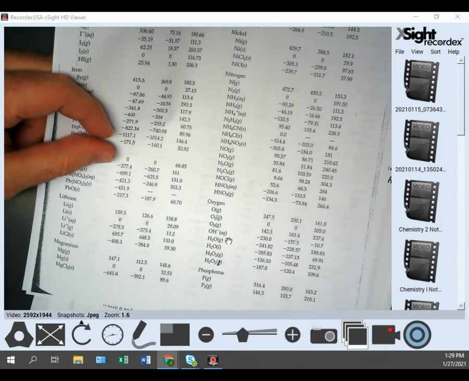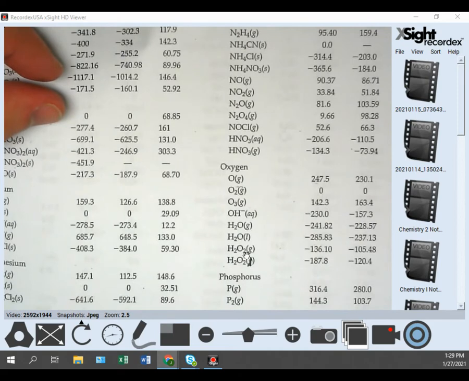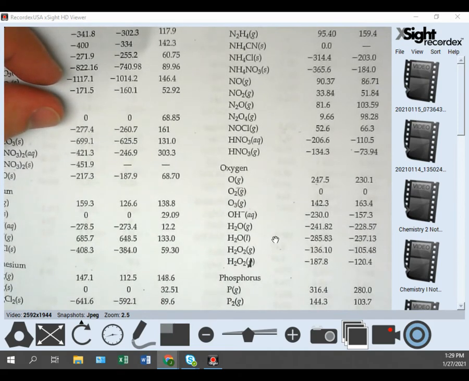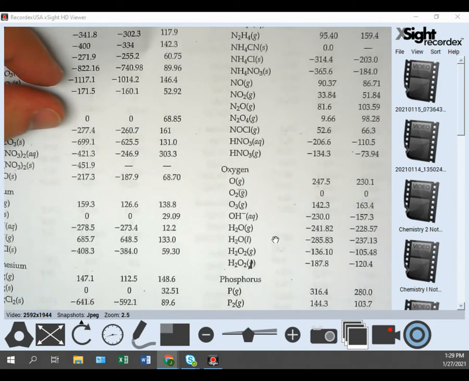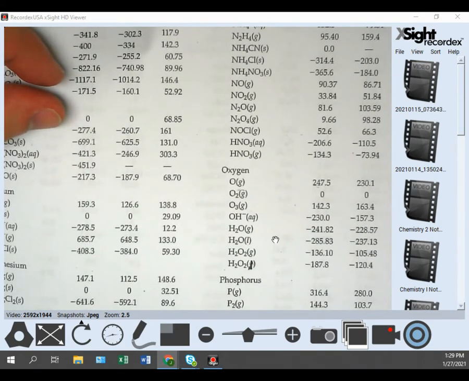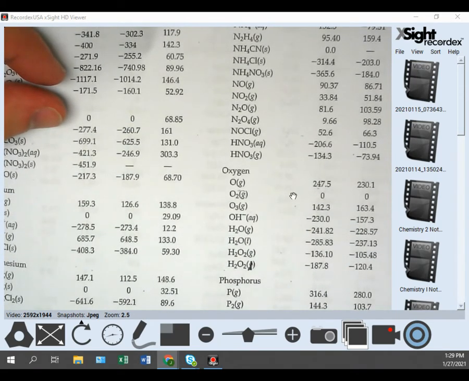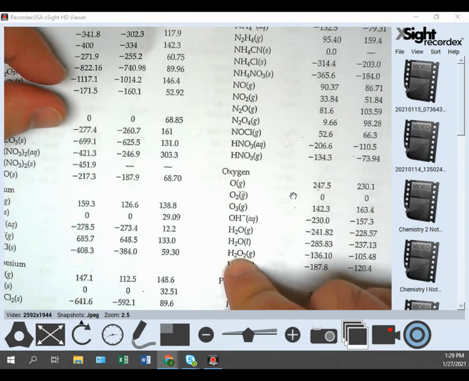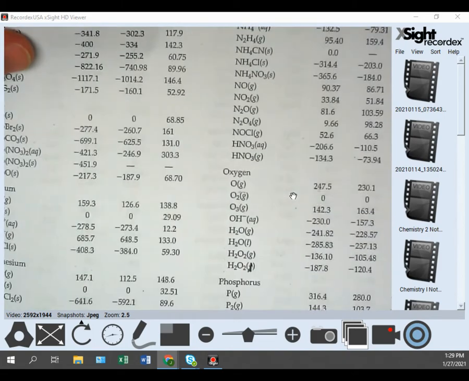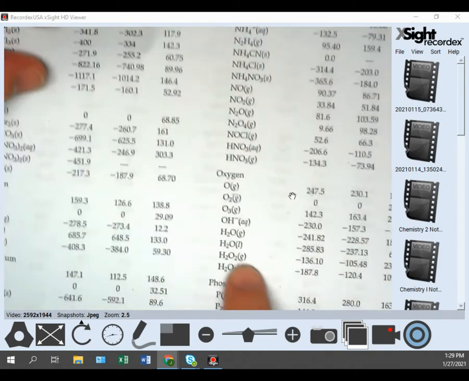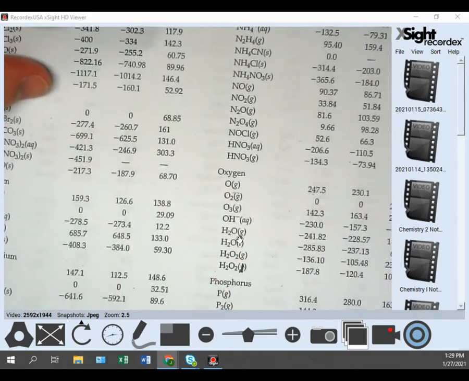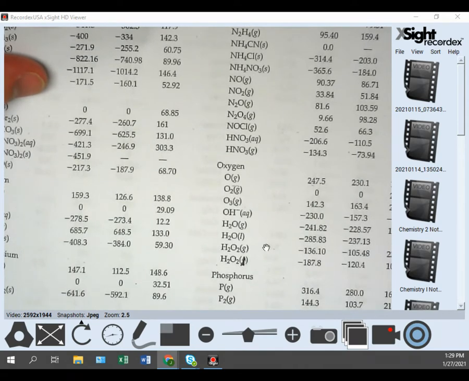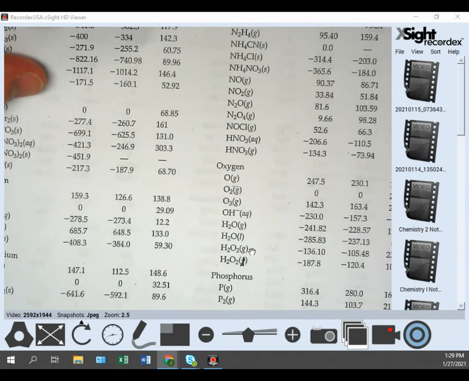So if you look here on the second page, oxygen, water is actually under oxygen there. I don't know how it determines where it's under. Most of them are under the first thing, but water is under oxygen instead of under hydrogen. I don't know why, but if you look at the water, see how it's gas and liquid, there's more than one. So be careful when you're looking up the numbers. Make sure you've got it in the right state of matter. You're using the right number for the right state of matter.